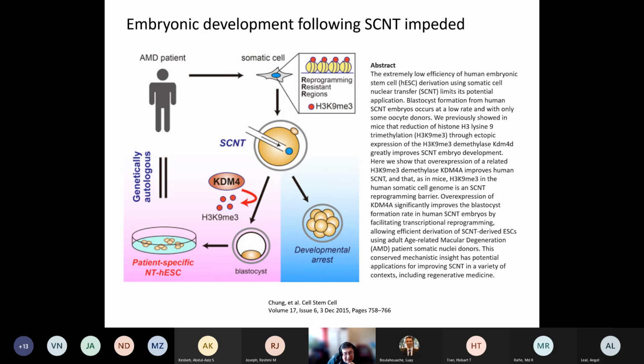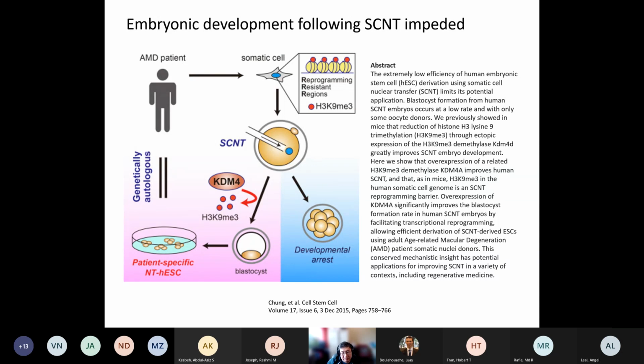So on the last slide, I'm going to describe to you that scientists have already started to appreciate that histone modification is a barrier to reprogramming. Here, the title says embryonic development following SCNT is impeded.